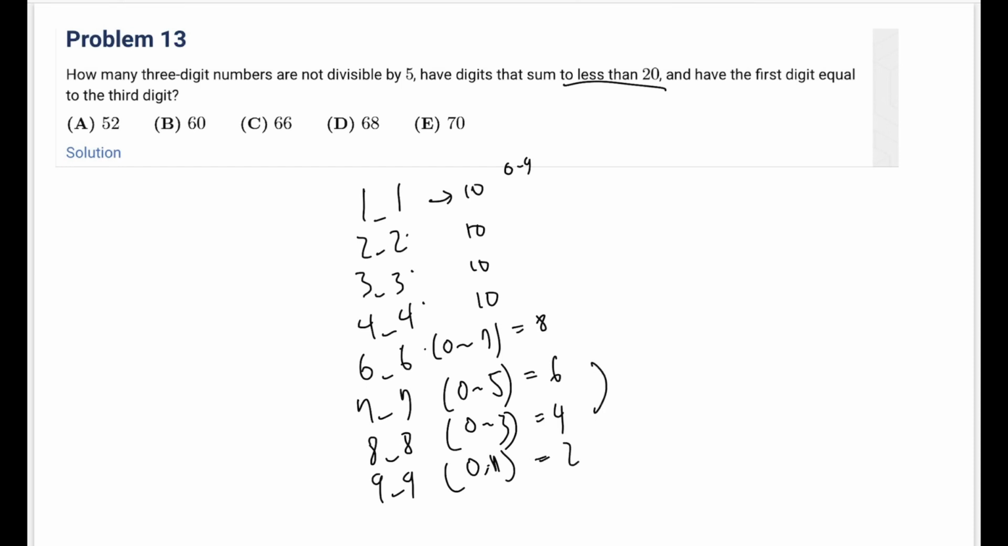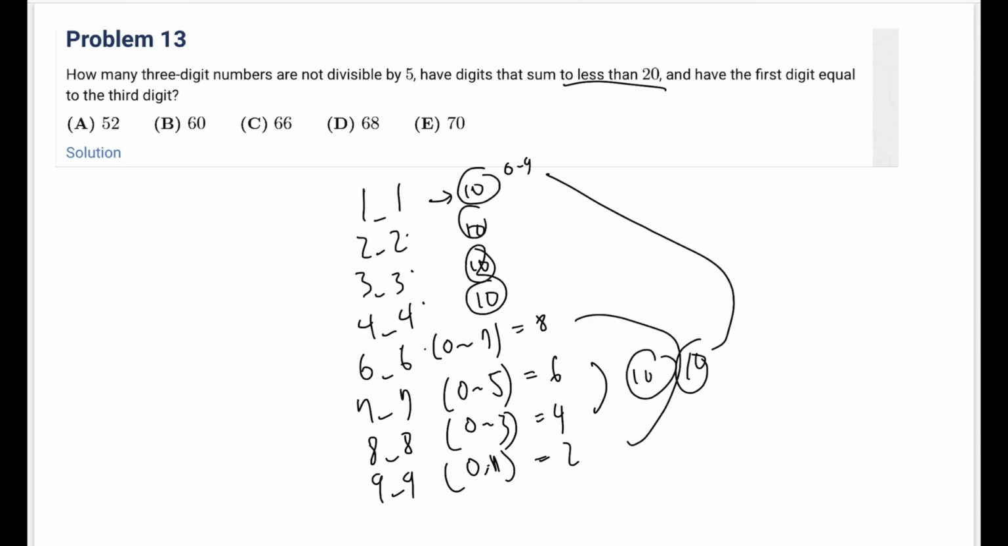So these would add up to 10, these would add up to 10. 10, 10, 10, 10, 10, 10. The answer is 60. The answer is B.